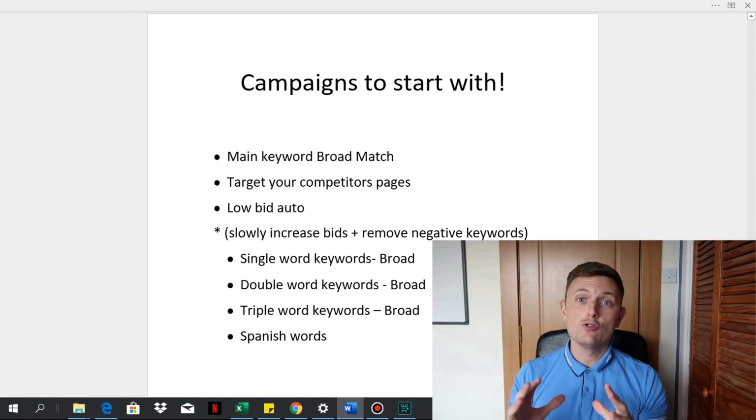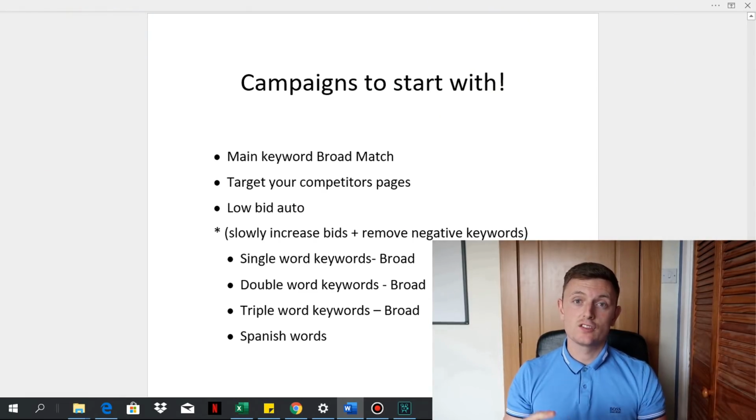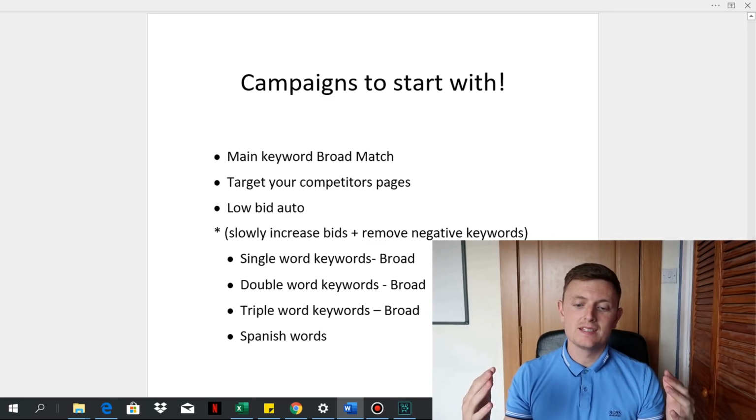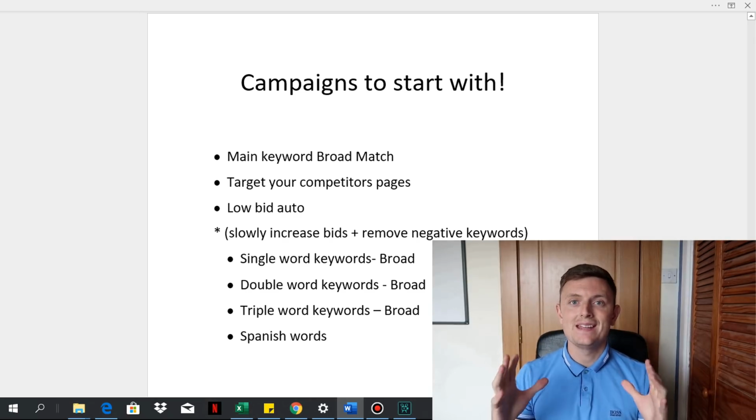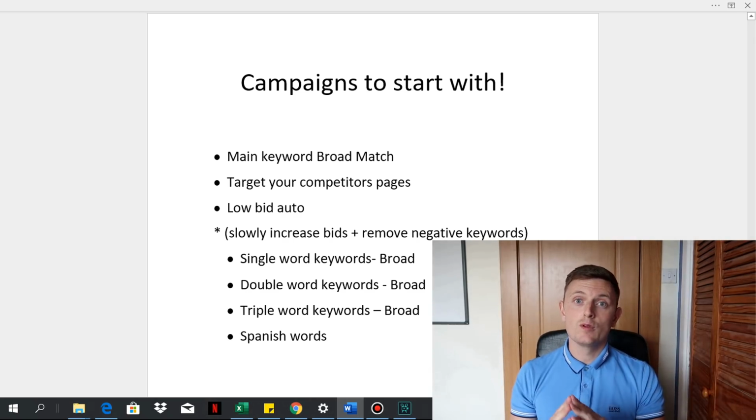Okay, so PPC is really powerful, guys. You have to be utilizing this in the right way. So how should you set up your PPC campaigns? The lowest hanging fruit for PPC is number one, your low bid auto, or your main keyword in a broad match. Then we want to target our competitors' product pages. That is a huge one, guys. We can steal a lot of their sales by doing these methods.